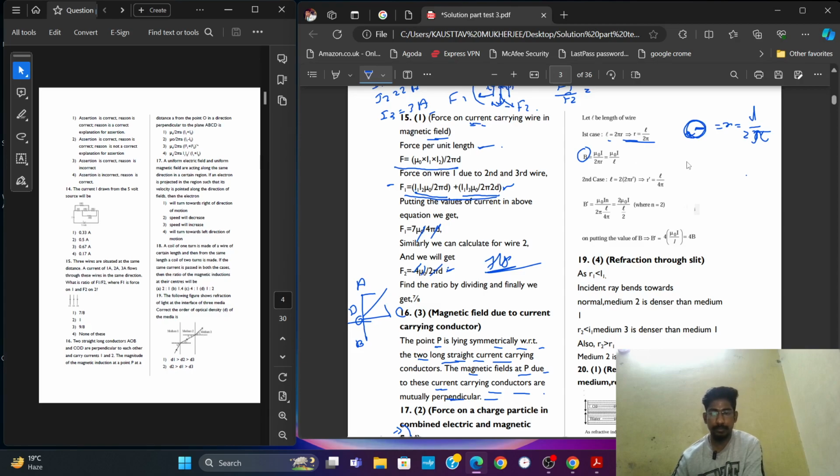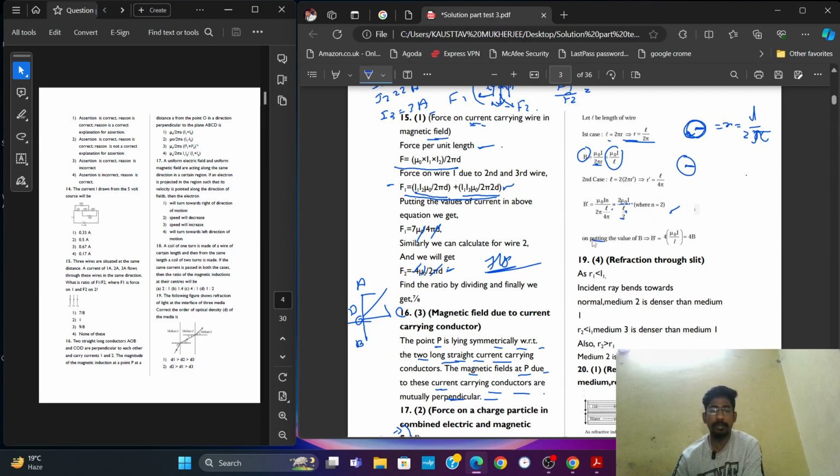Okay, for a circular coil the magnetic field at the center is given by the formula mu naught I by 2 r. So in place of r, if we put the value, we will get B equals mu naught I by L. In the second case, the r dash equals L by 4 pi, right? So if you put the value here, L by 4 pi, you will get 2 mu naught I by L by 2, right?